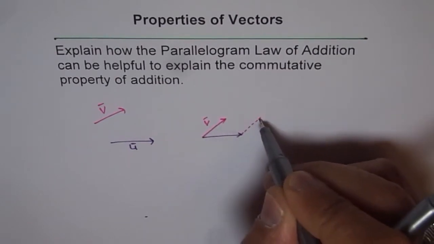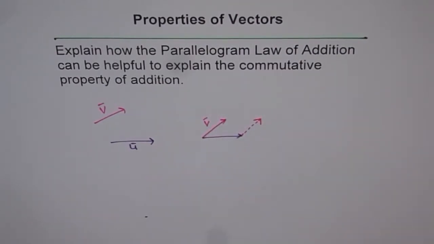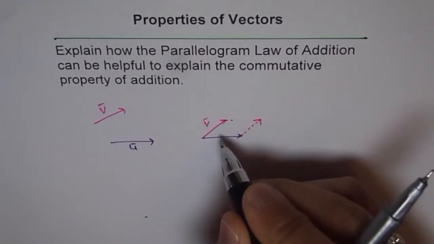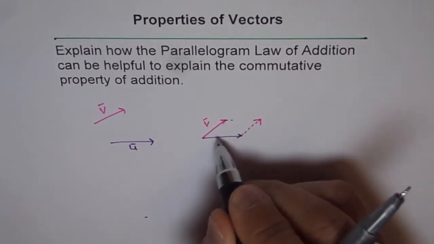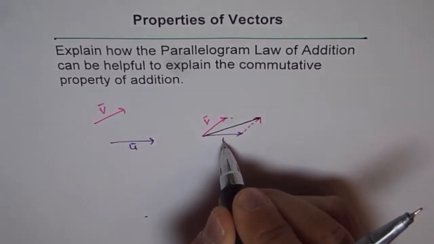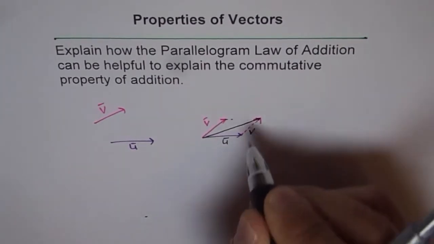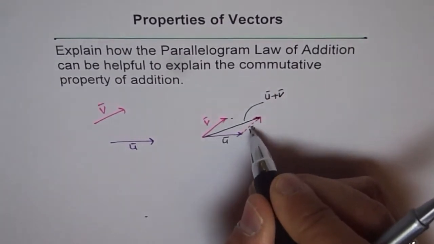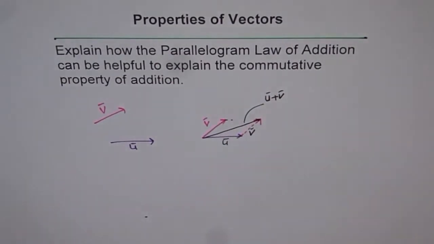So that is vector v. And the resultant is, once you complete the parallelogram, let's say we will do that later, the resultant u plus v will be this, correct? That becomes u plus v. This is u, this is v, and that is u plus v for us, correct? So that is how we add vectors using parallelogram.